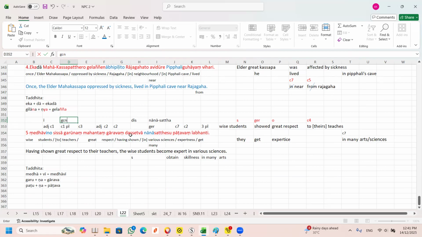Then you see this one. This is the root. Dasetwa, having shown. So having shown, I say show. The wise students show. Okay, you see this is an object.